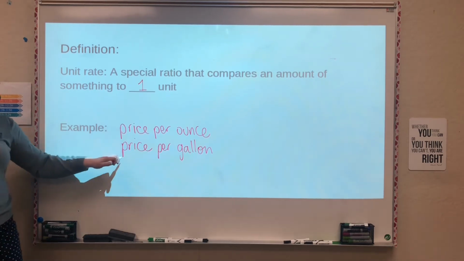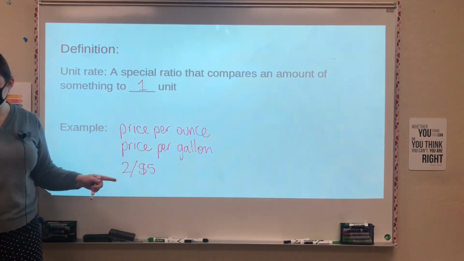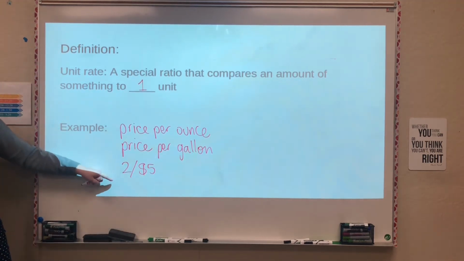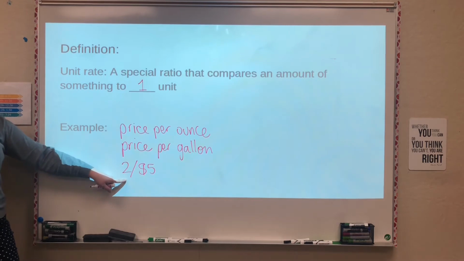All right. So what I heard you say is 2 for $5. That's actually the same numbers we had for that ice cream last time. I'm going to focus it back in on the math real quick. Is this a unit rate? What do we think?